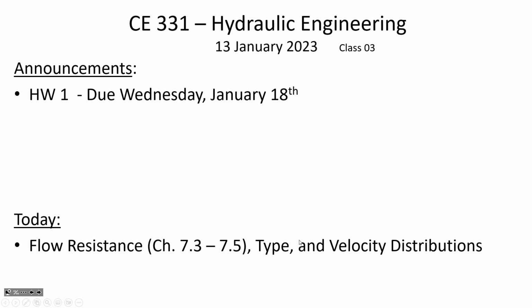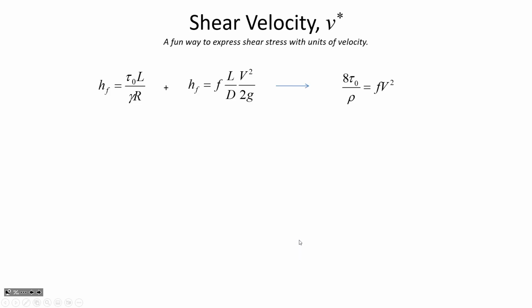So the last couple of lectures we were in the first part of chapter 7. We're continuing on through the velocity distribution material that's up until section 5 of chapter 7 today. And one of the slides that we didn't get to last time was talking about shear velocity. And so shear velocity is a way to transform shear stress. Shear stress has units of newtons per meter squared.